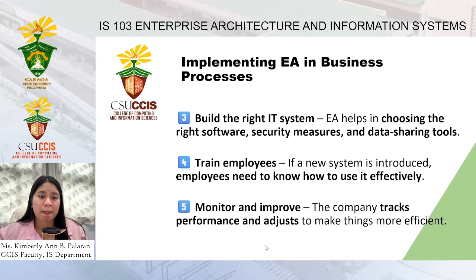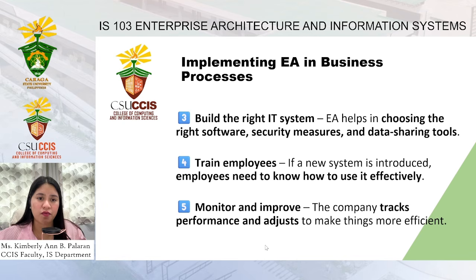It is difficult if you want to upgrade, want to change, want to adapt to the digital era, but you do not train your employees. That is very difficult. When there is a new system, introduce it to them slowly so they will not be afraid, and they themselves will embrace the change. Number 5 is monitor and improve. The company tracks performance and adjusts to make things more efficient. Of course, the first time you integrate everything will not be perfect. So, be flexible as well.